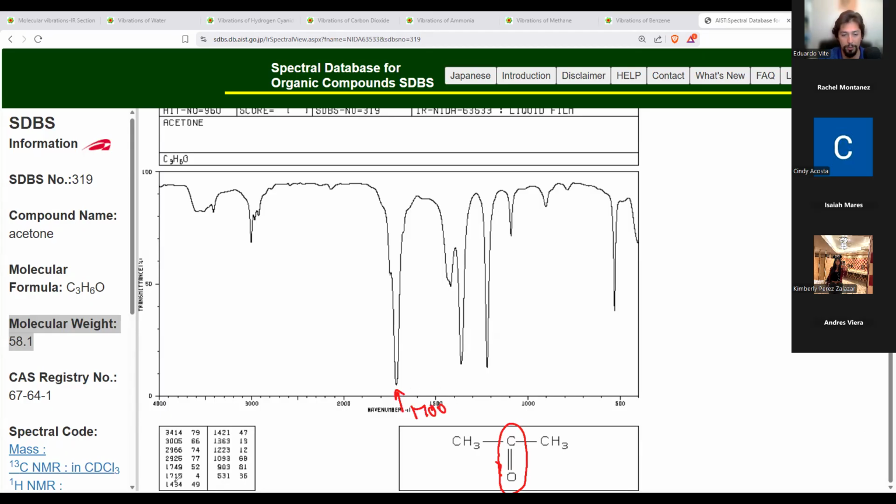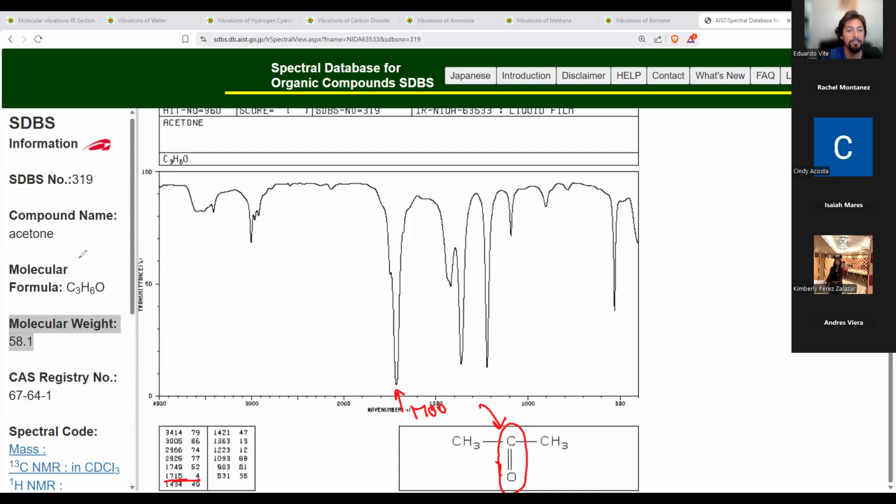And if you look at the table, you see it's actually 1715 because you can see the number 4. It's very close to the 0 of the y-axis, right? So that would be that peak right there. That is this one right here. That is your carbonyl, right? But you'll notice there is no carboxylic acid in this compound. It's acetone. It's just a ketone, right?